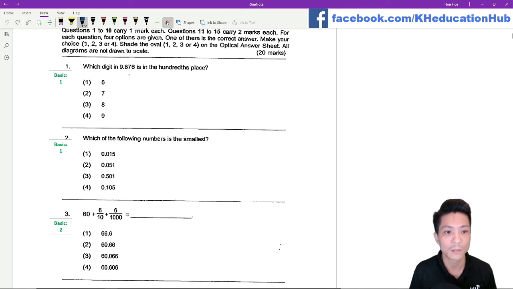Okay, question 1. Which digit in this 9.876 is in the hundredths place? So we know the hundredths is in the second decimal place, right? So 1, 2, this is the one. 7 is the answer.